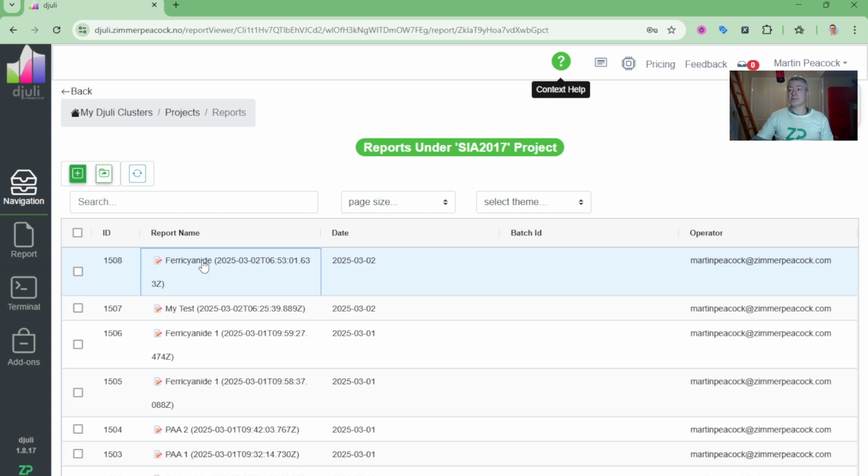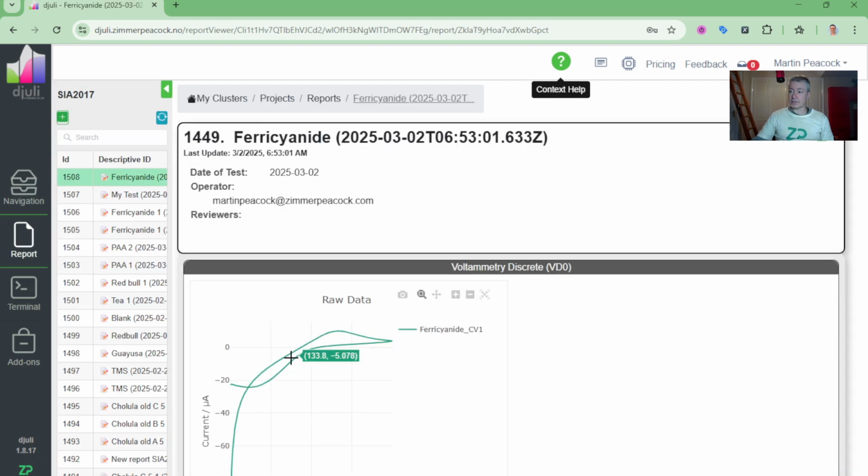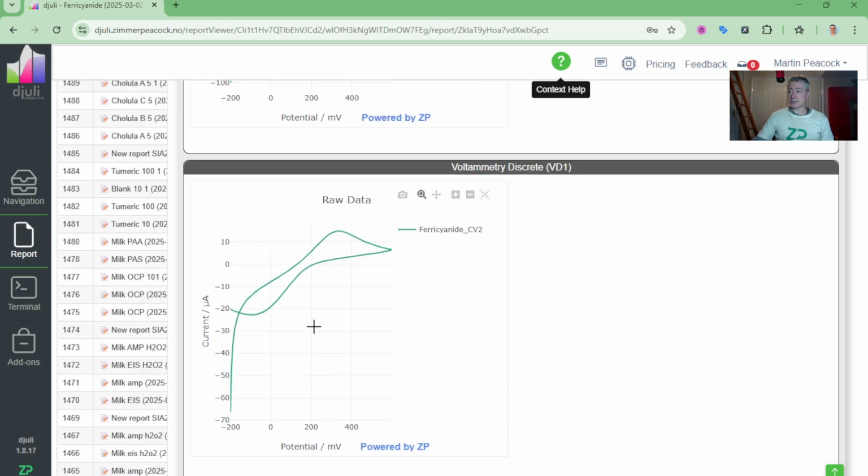So I can see my experiment here, and I can have a quick look at my cyclovoltammetry. There it is. I can see my CV here. Here's the first scan, here's the second scan. So I can see my scan here as well.